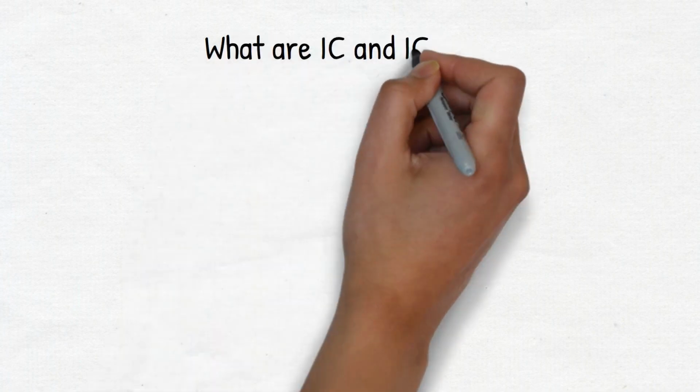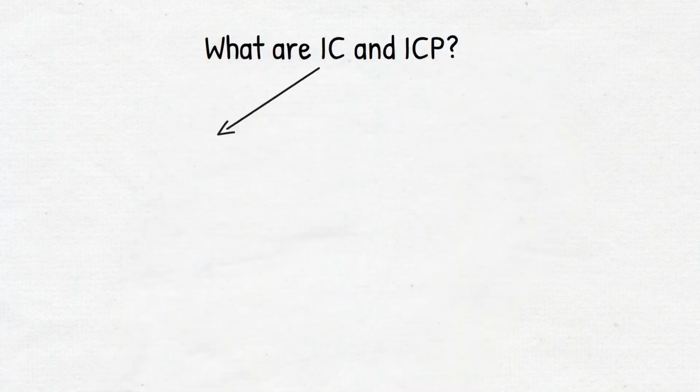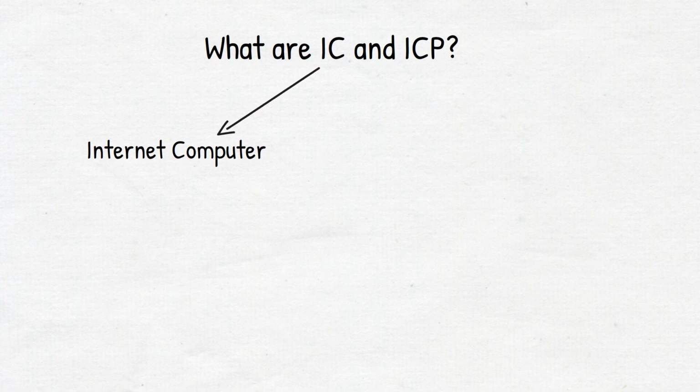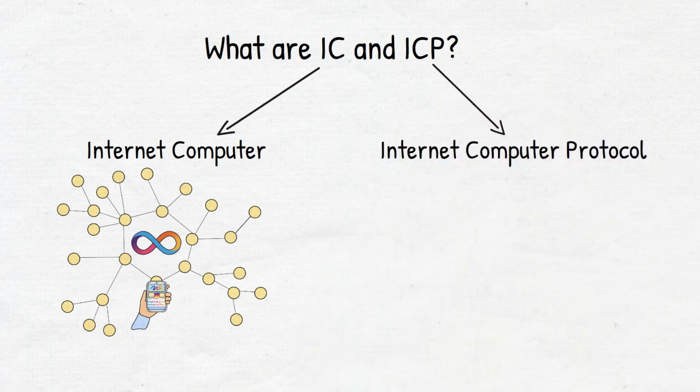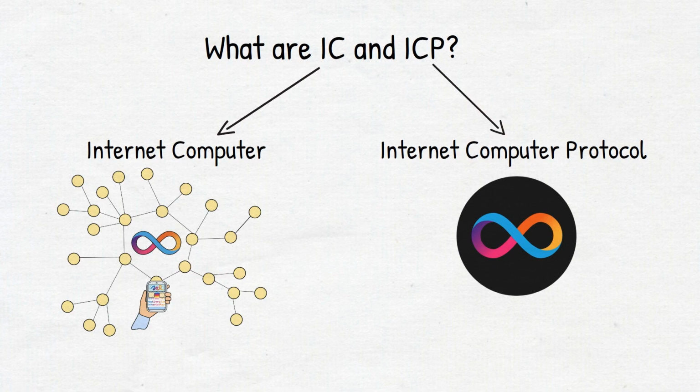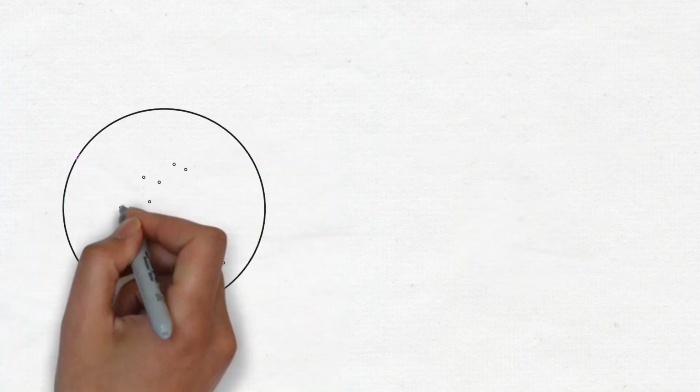What are IC and ICP? IC stands for Internet Computer, which is a high-speed blockchain network specifically designed for decentralized applications. ICP refers to the Internet Computer Protocol, and it is also the name of the token. The architecture of IC is unique.